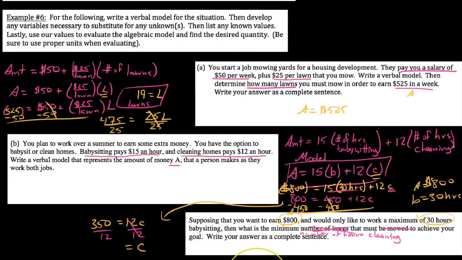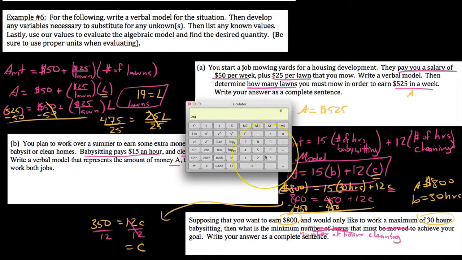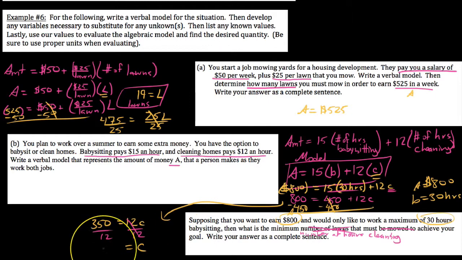We get left with C equals 350 divided by 12, and I did want to talk about this answer. We had 29.16 repeating. Obviously, this is a rational number because it goes on forever, but this is C and it represented hours. This is the number of hours we would have to spend mowing lawns to achieve our goal.